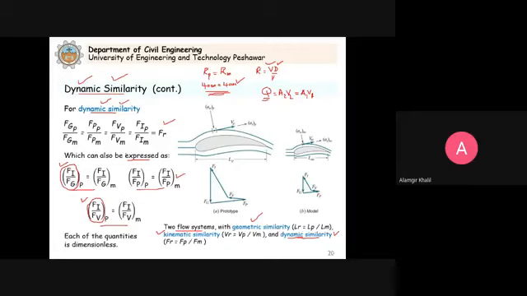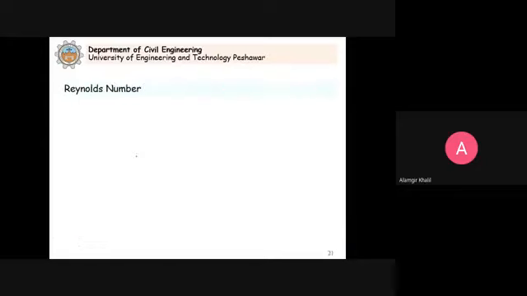This is important. Now, if we ensure dynamic similarity, it will automatically ensure the kinematic similarity and geometric similarity. We have to consider the forces, and from the forces we have come to these dimensionless numbers. So now our main focus will be on these dimensionless numbers.